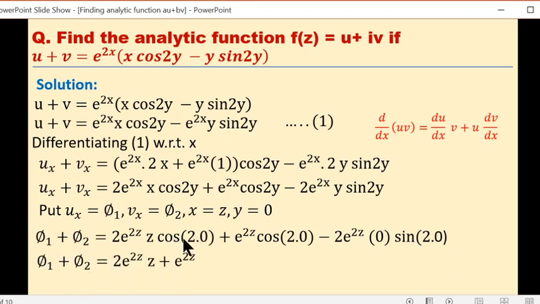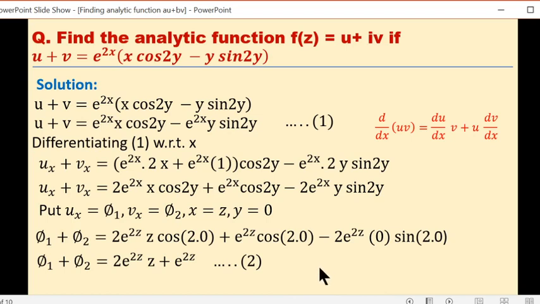Now here if you see, cos of 2 into 0 is cos 0 and cos 0 is 1. So 2 e raised to 2z into 1 gives us 2 e raised to 2z into z, plus here again cos of 2 into 0 is cos 0 which is 1. So e raised to 2z into 1 is e raised to 2z. Here we are multiplying with 0, so this entire term becomes 0. So this is the expression for phi 1 plus phi 2. We call this statement number 2.